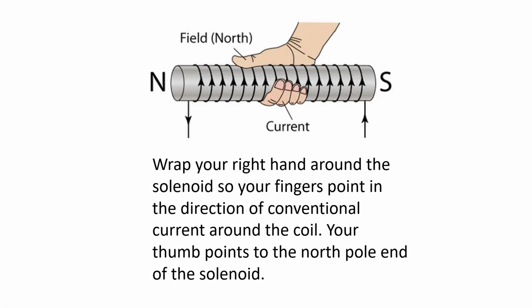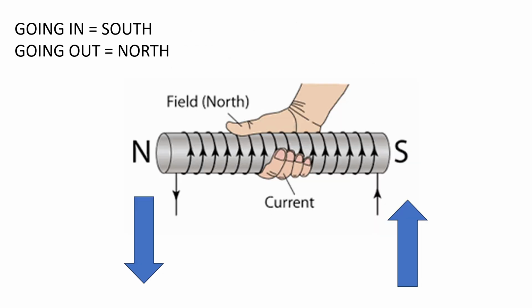Okay, so wrap your right hand around the solenoid so your fingers point in the direction of conventional current around the coil. Your thumb points to the North Pole end of the solenoid. This could help you. So for example, if you're going in, that is south, and going out is north. So remember, you're coiling your hand. The thumb will point to the north.